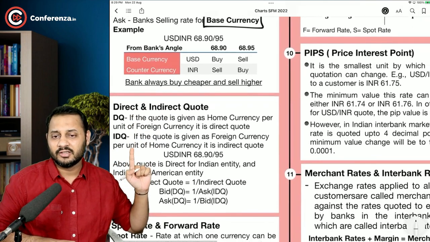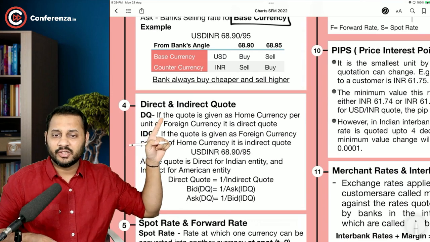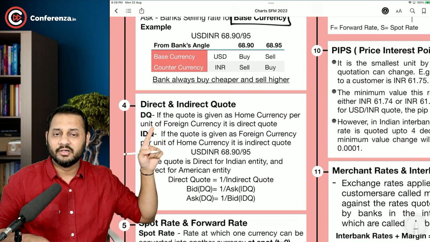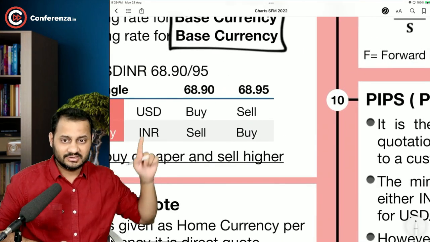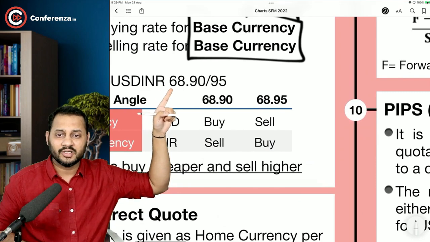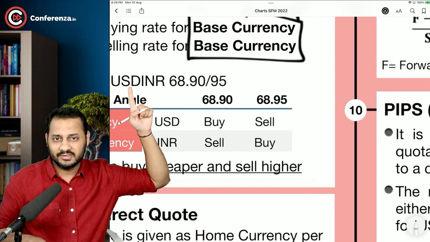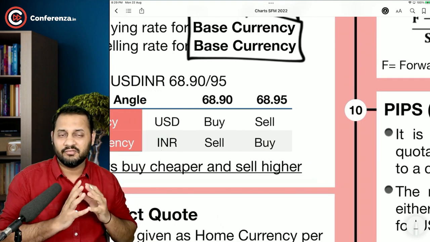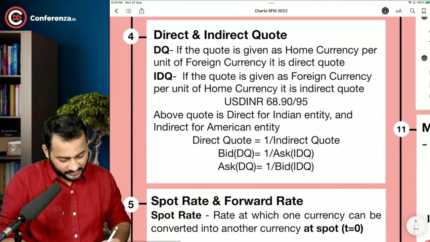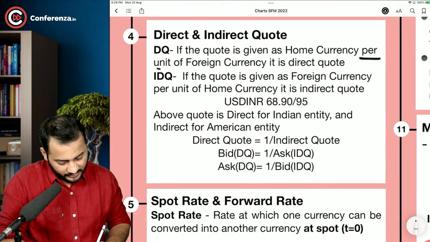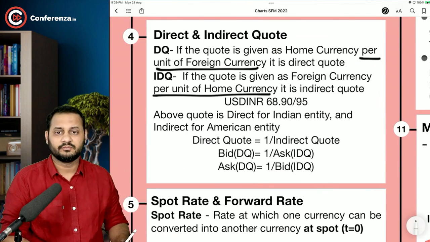The other concept that we learned, the fourth one, is the direct quote and indirect quote. Understand, if the quote is given as home currency per unit of foreign currency, it is called the direct quote. So understand, this 68.90 is the home currency per unit of foreign currency. So per unit is foreign currency. Now in this case, it's a direct quote. If per unit is home currency, then it's an indirect quote. So one of the shortcuts that you can write down is per unit of foreign currency is a direct quote and per unit of home currency is an indirect quote.